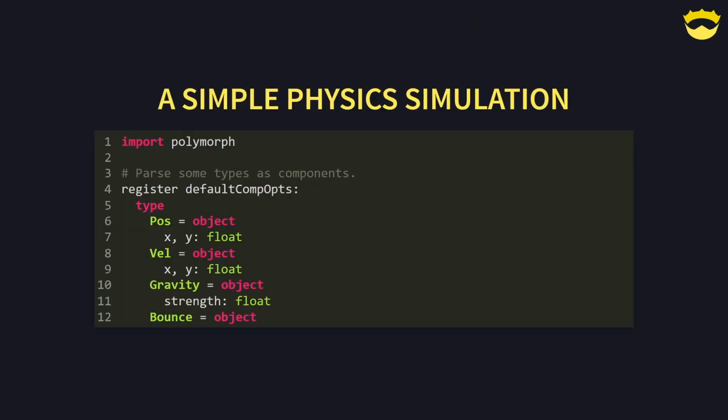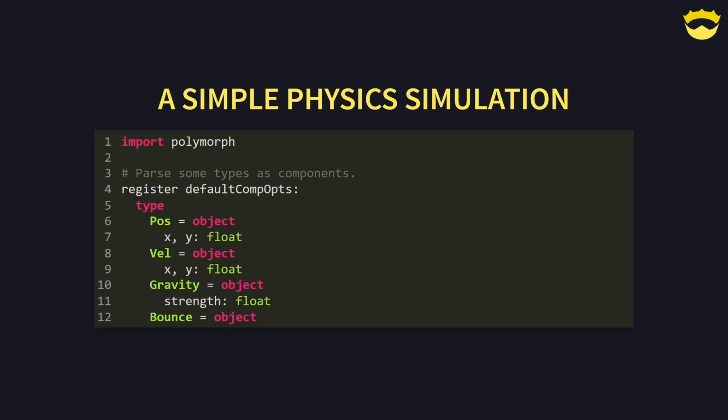All right, so let's have a look at some code and see the library in action. For this example, we're going to build a simple physics simulation. The first thing we need is some component data to process. After importing the library, we use the register macro to pass some type definitions, and they'll become our components. Here we're producing 4 components: position, velocity, gravity, and bounce.